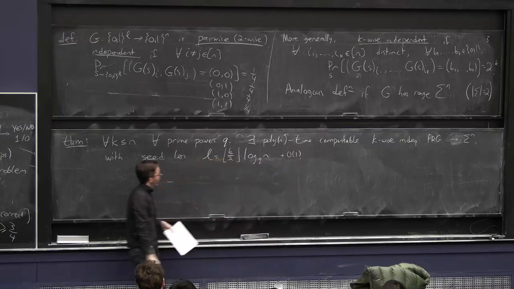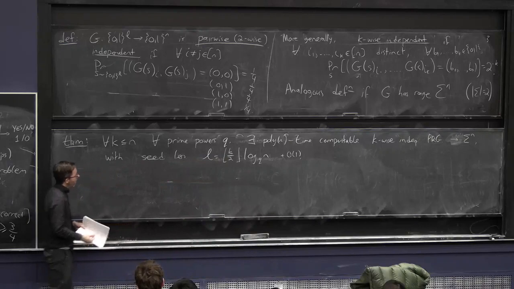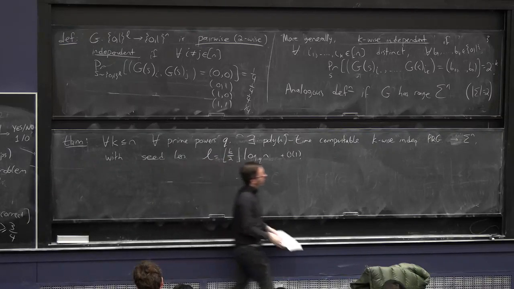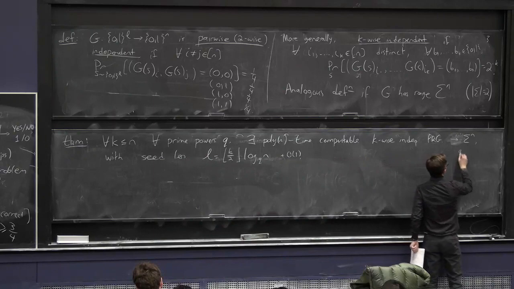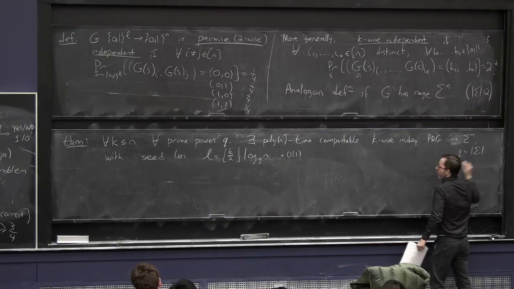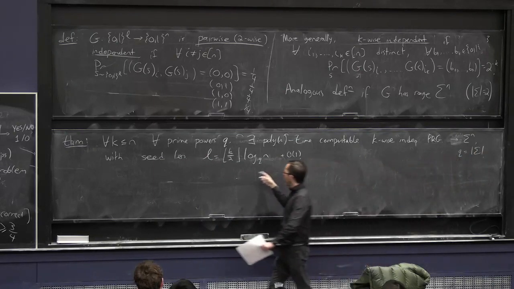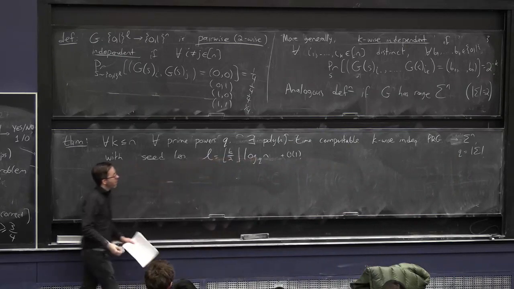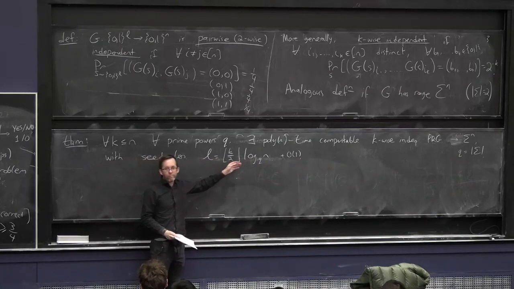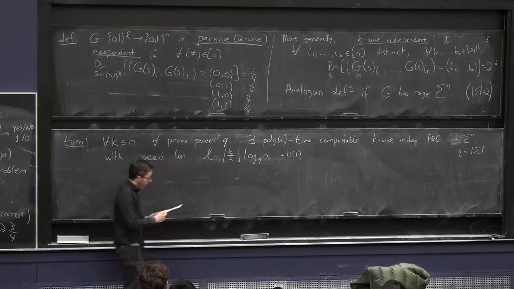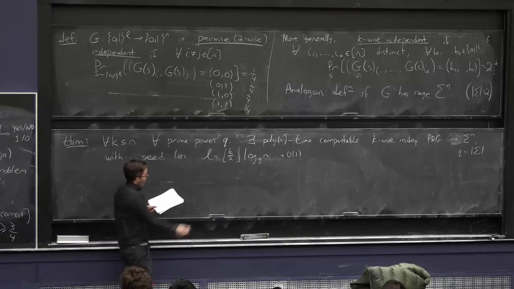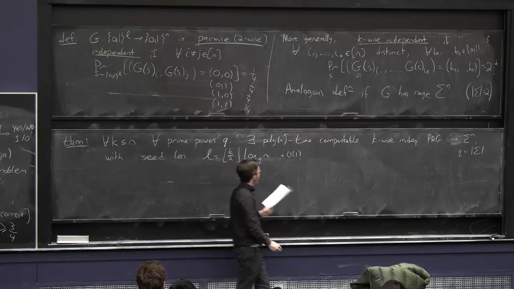First of all, ignore that plus order 1. It's not a big deal. Also, mainly think about q, the size of sigma, being 2. So it's outputting bits. And don't even get too excited about this k over 2. Just think of this as like k log n. I just state this because it's even better. It's like k over 2.